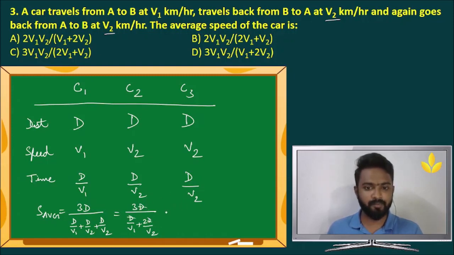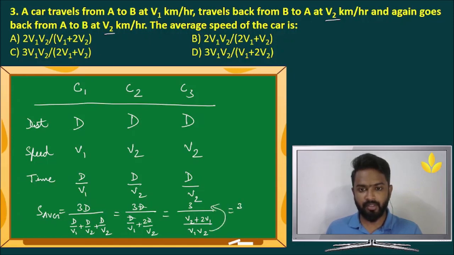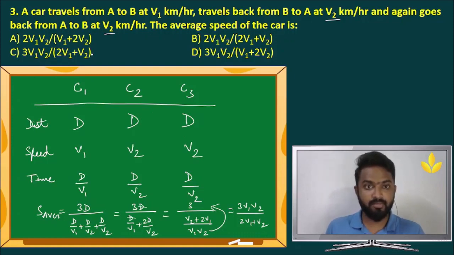D gone. This is equal to 3 over 1 by V1 plus 2 by V2, the LCM of that is V1 V2, and over here it becomes V2 plus 2V1. Now this comes over here, 3V1 V2 divided by 2V1 plus V2. And that is obviously C. C is the answer. 3V1 V2 divided by 2V1 plus V2.